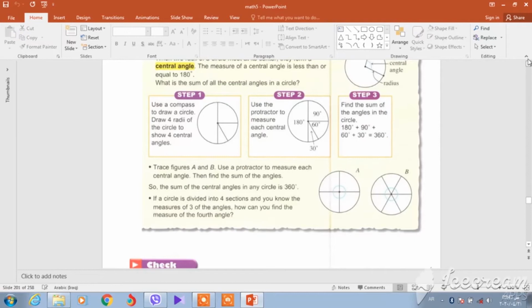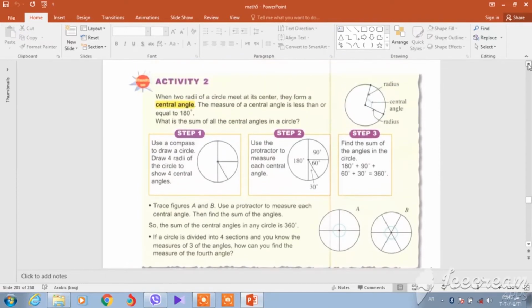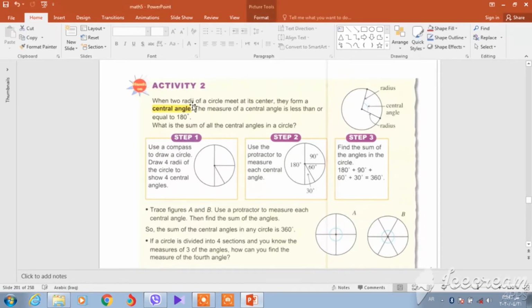Okay, before we solve the practice we have the central angle. Students, look, we have a central angle. When two radii, you can say radius or radii, both are right, of a circle meet at its center, they form a central angle. The measure of a central angle is less than or equal to 180. What is the sum of the central angles? If we have this angle, the sum of the central angles is equal to 360.